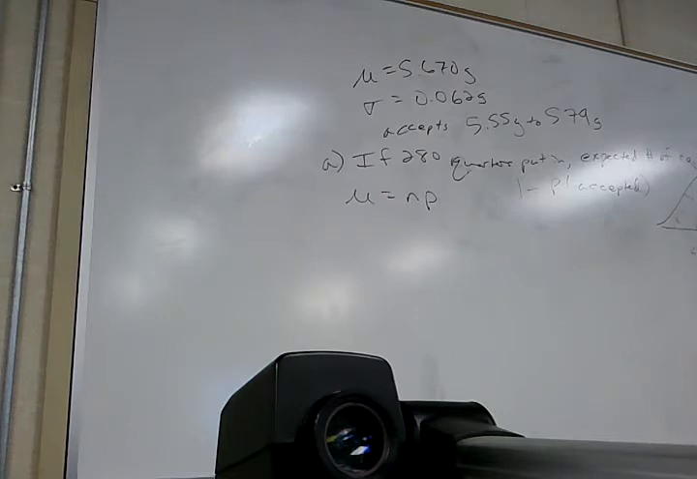So how do I find this area in here? What do I have to do with these numbers so I can look up the area? Z-score. You make a Z-score out of it, and you look it up. I make a Z-score out of 5.55, minus the mean, 5.67, divided by the standard deviation.